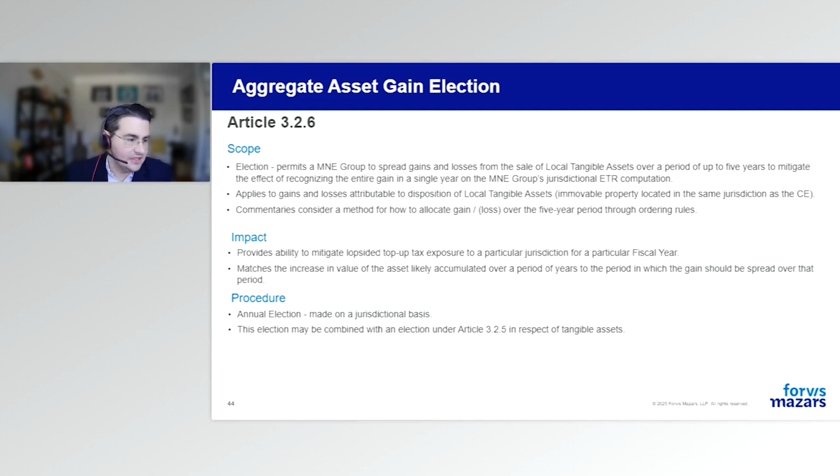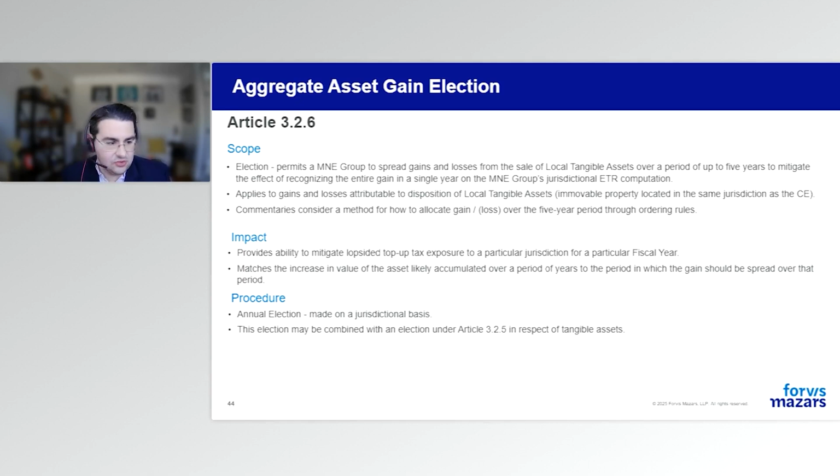Overall, this provides an ability to mitigate lopsided top-up tax exposure, right? And the policy behind this that the OECD relies on is they say this matches the increase in value of the asset that's likely to accumulate over a period of years, as opposed to one, right? Because while it would be fine to pick it up all in 1 year, you usually see those assets through depreciation and all those other pieces, right? They've been done over a period of time, right? So this is kind of marrying up to the reality of acquiring a local tangible asset.